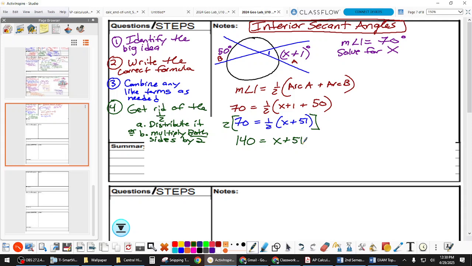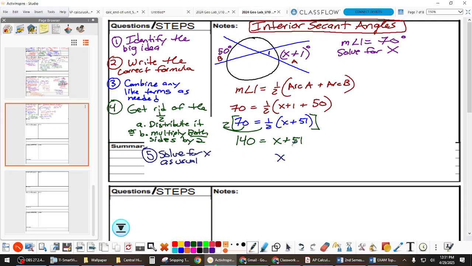Do you need to distribute the 2 and make 2x and 102? You need to do that? Like this? No, that would be double distributing, right? Don't do that. So you're just distributing the 2 on the 70 and the 1/2 only. And then the half cancels the 2. And then solve from there, just like a normal solve for x, as usual.